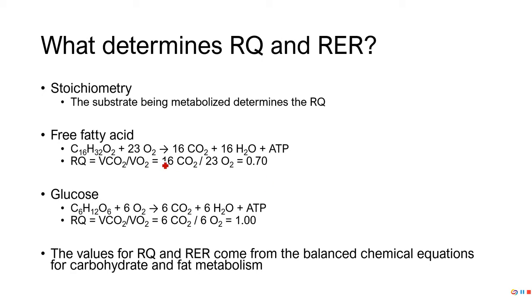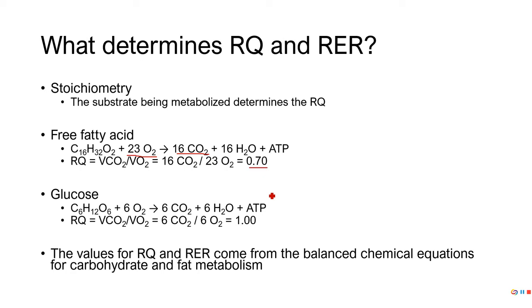The chemical formula, if we break down a fatty acid to create ATP, is written here. Notice the important thing here is that we use 23 oxygens and we produce 16 CO2s. So 16 divided by 23 gives us 0.7. When we're just using fats, we are producing 16 CO2 for every 23 oxygen that we use.